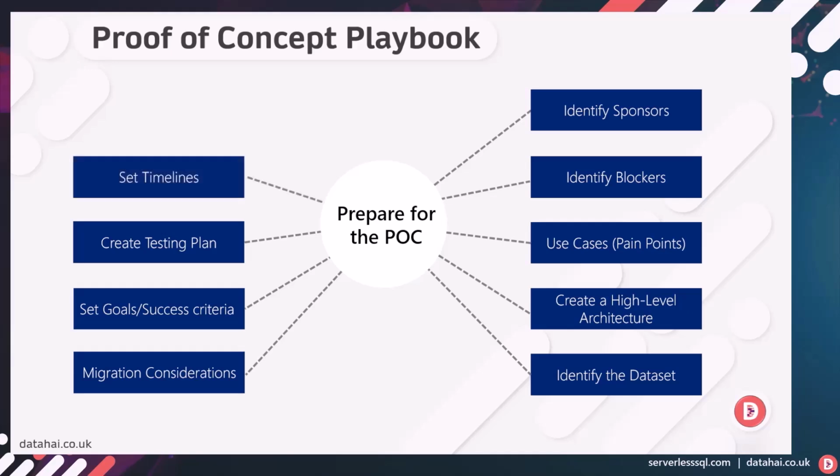Now, when we look at timelines, like I said before in that setting goals, be as realistic as possible and ideally as short as possible. You don't want things hanging around too long. You want to be able to create this proof of concept, run the proof of concept, close off that proof of concept as soon as possible. 2 to 3 weeks is the sweet spot here.